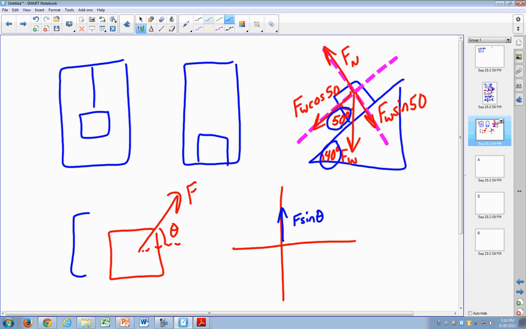So we have F sine theta. This is going to be F cosine theta. This is our normal force, and then this is our weight. So here, our normal force will be the weight minus this. Our normal force will be F_W minus F sine theta. And if you wanted to find the acceleration, you would just say this force is my force and divide it by the mass, because F cosine theta is the force that acts in the x direction.